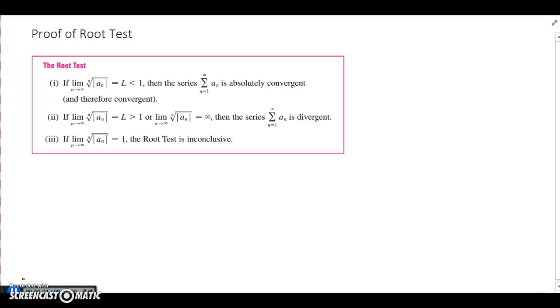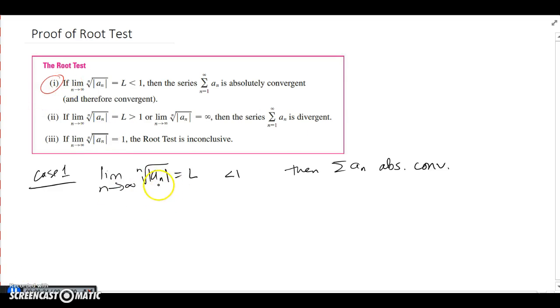Okay, let's look at the proof of the root test. We have three cases. It says that if the limit of the nth root is some value L less than 1, then the series converges absolutely and therefore is also convergent. If it's greater than 1, then it is divergent, and if it's equal to 1, it's inconclusive. So let's look at case 1.